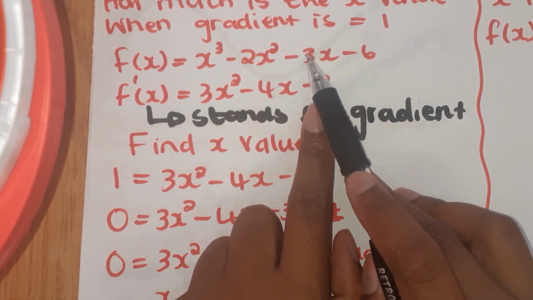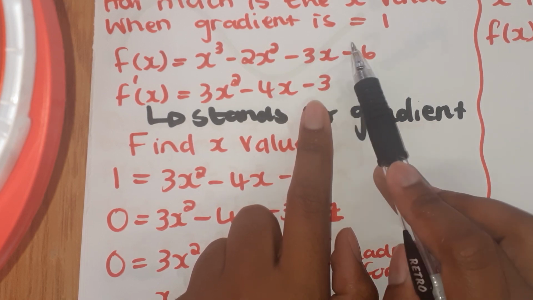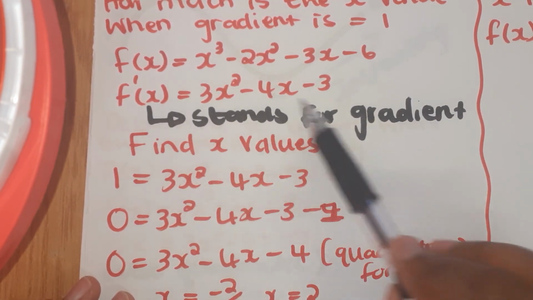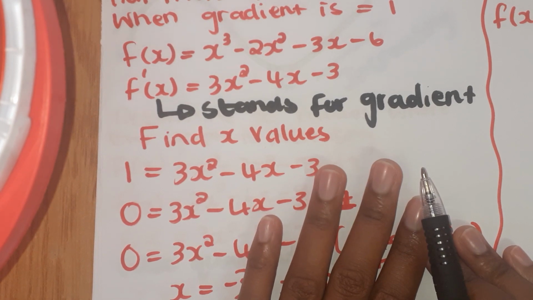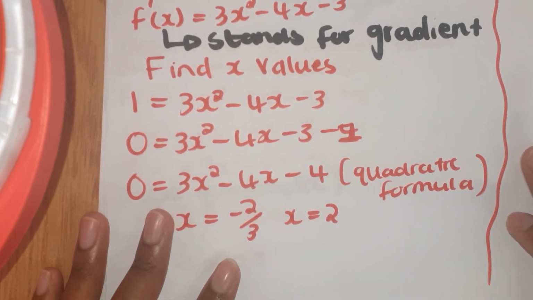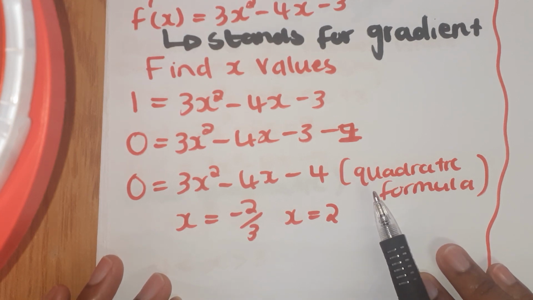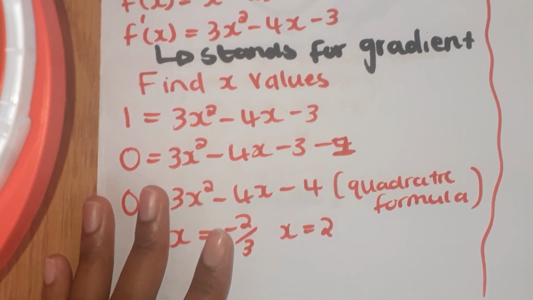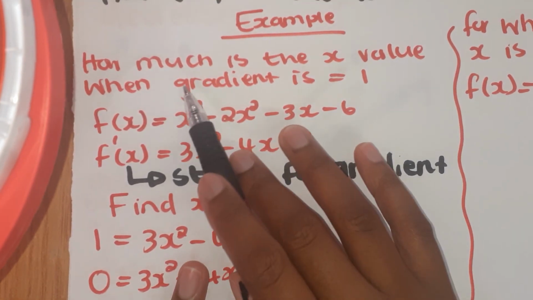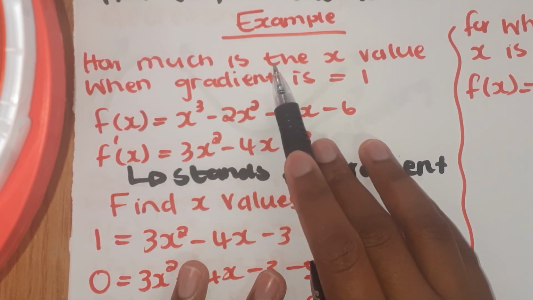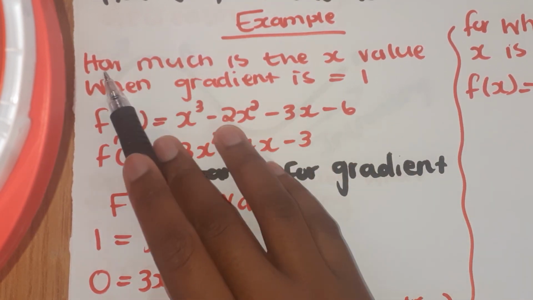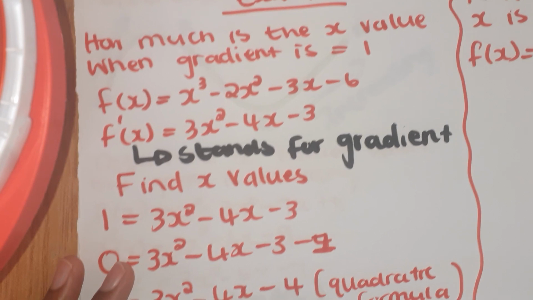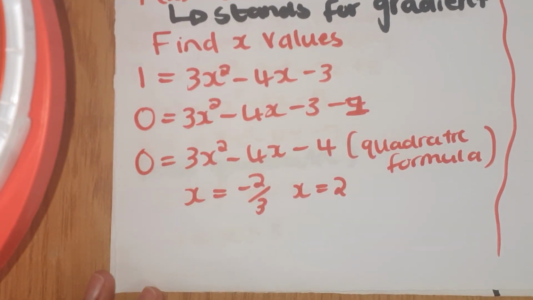Then this 1 here times this 3 is 3. 1 minus 1, that's 0. So this is automatically times 0. Then this is our first derivative, so this is our gradient, right? Now we want to find the x values. When we want to find our x values, we were given here how much the gradient is. What is the x value when the gradient is 1, right? So where our gradient is 1, we have to know what our x values are.